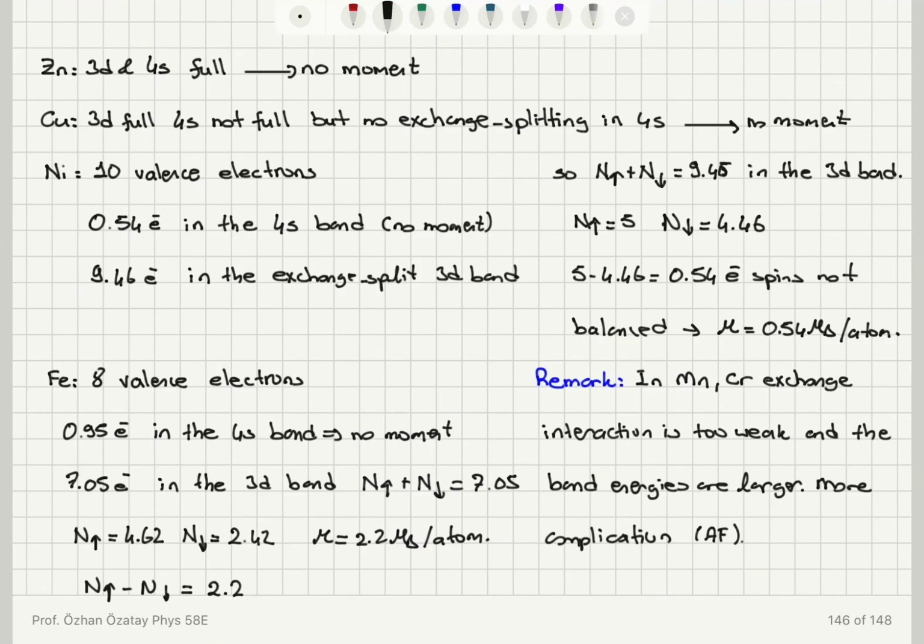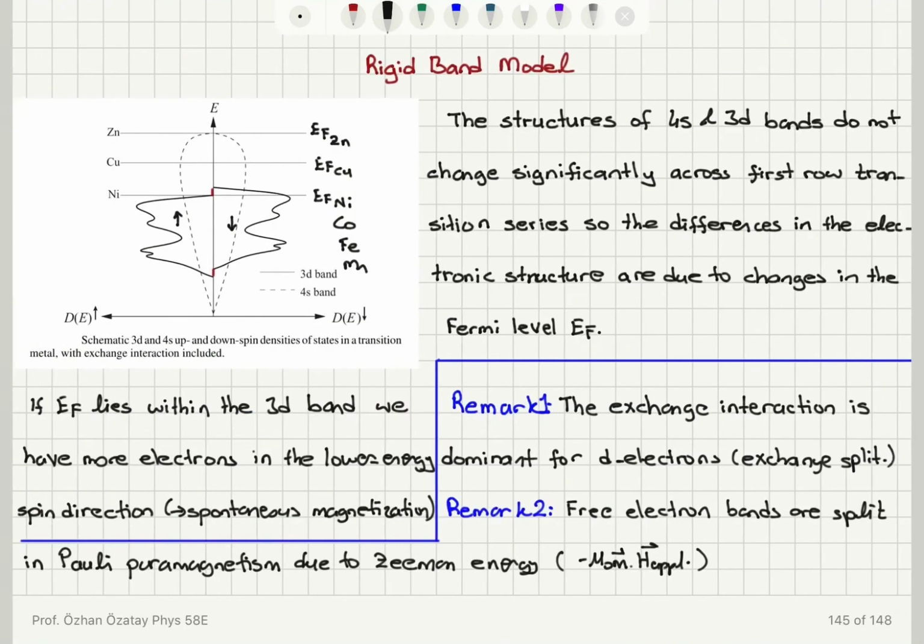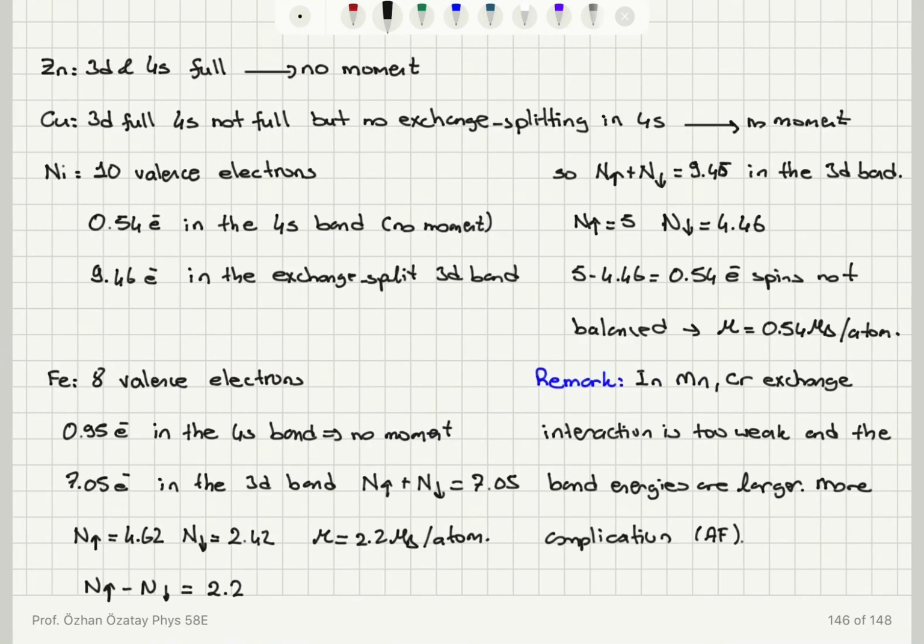So we looked at zinc and copper, where we had zinc 3d and 4s completely full. Copper 3d is full, but 4s is not full. Since 4s is not exchange split, we have both of them giving no moments. Nickel, on the other hand, has the Fermi level right at the top of the spin up subband, but it is intersecting the spin down subband. So it has some empty states there. That gives us 0.54 electrons that have a spin up that is imbalanced by spin down electrons. And similar situation for iron, we have 0.95 electrons in 4s, 7.05 in 3d, and there is an imbalance of 2.2 up spins, therefore 2.2 magnetic moments μB per atom.